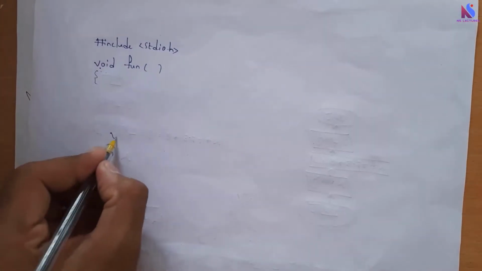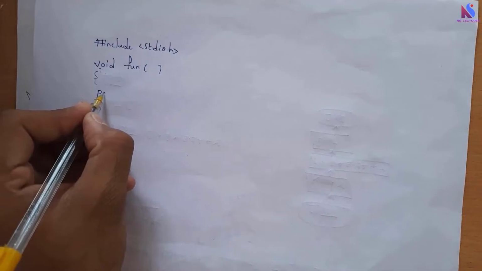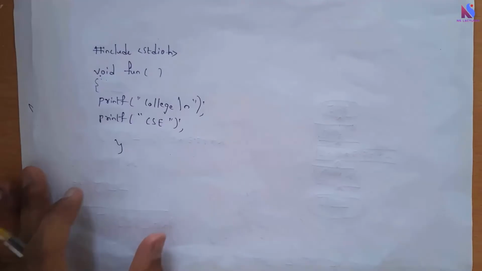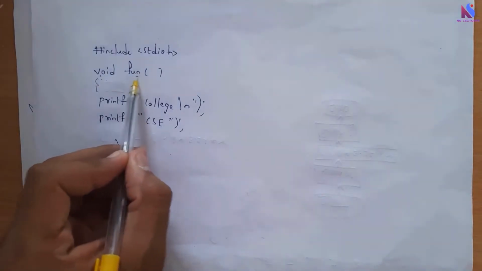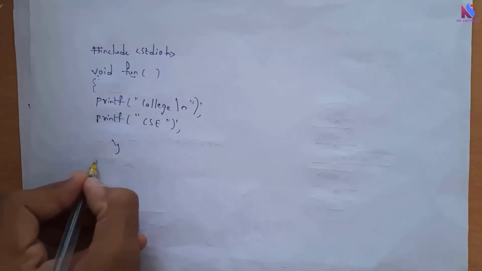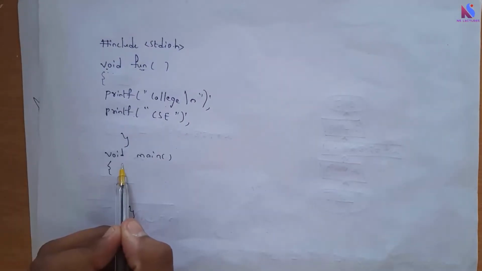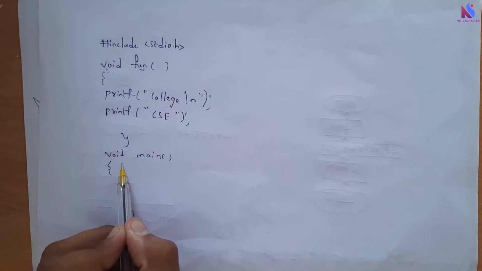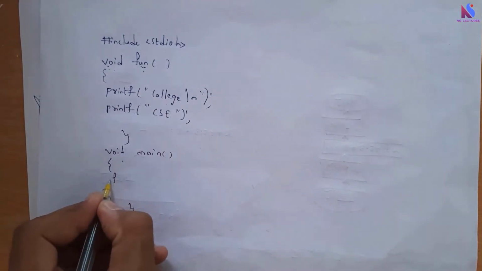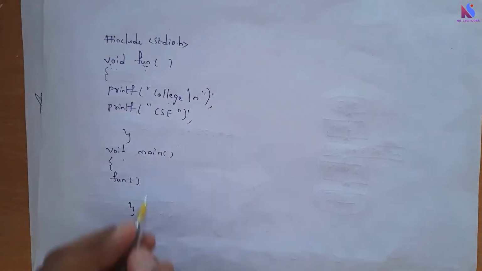Inside this you need to write your code. For example, I want to print some statements like college and another statement like CSC. I created my function. My function name is fun. Inside my function, I wrote both printf college and printf CSC. Now I want to print these statements, so you need to write void main. Inside void main you need to call your function by giving your function name. I gave the function name as fun, so I am calling this function fun, and definitely you need to include a semicolon here.